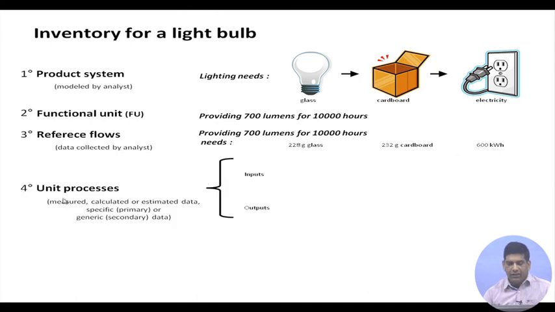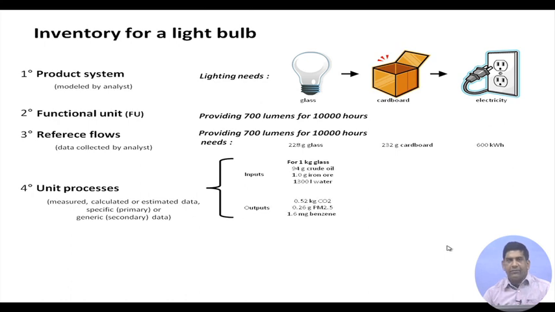Now we need to get the unit process, and how we get this unit process: it could be measured, calculated, or estimated data, specific primary or generic secondary data. That's the unit process that we use, and for each of these unit processes we need the input and the output. So let's look at some.